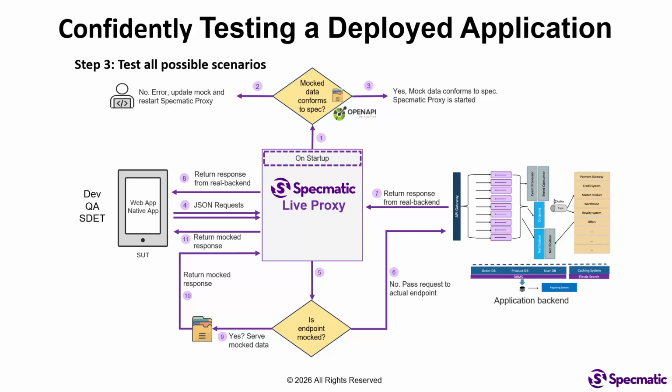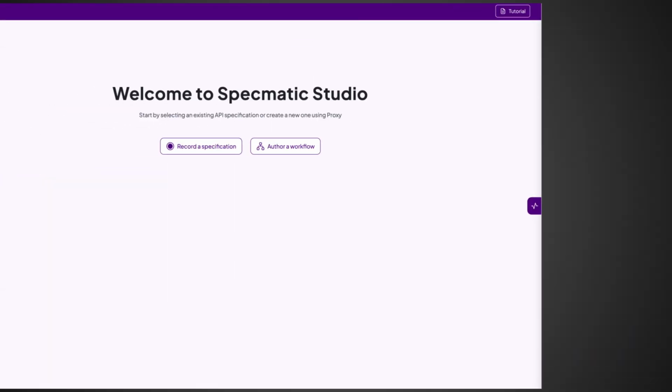So with this approach, you will very easily be able to test various different types of scenarios: positive, negative, edge cases, error states, and validate if your application conforms to the expected behavior. Let's see this live now, how this is going to work.